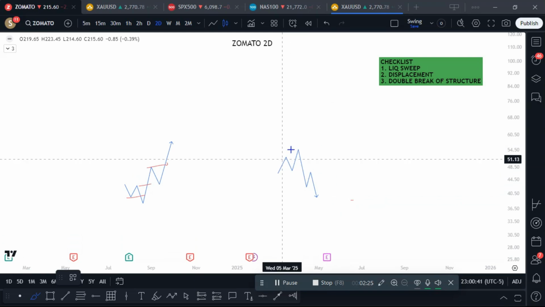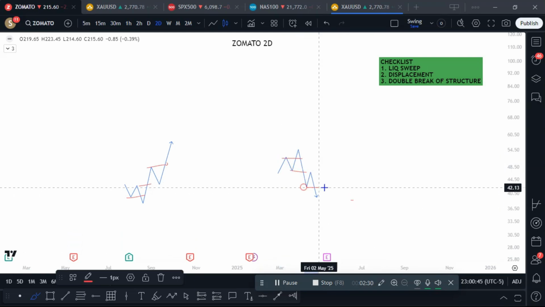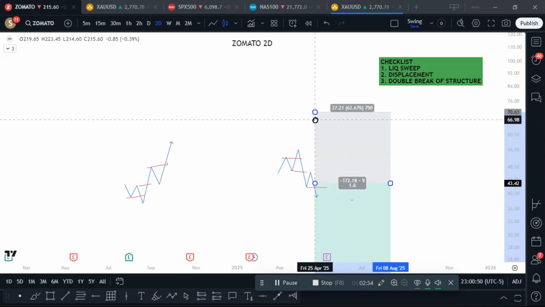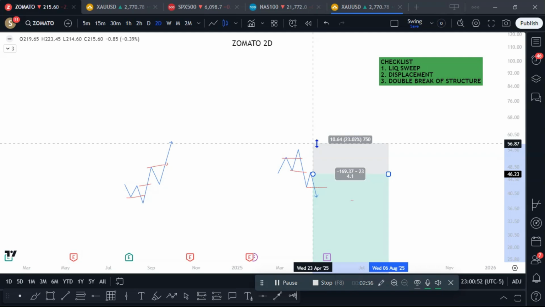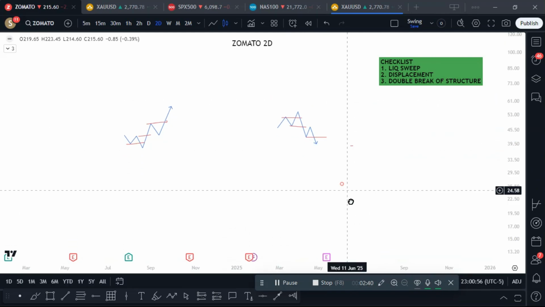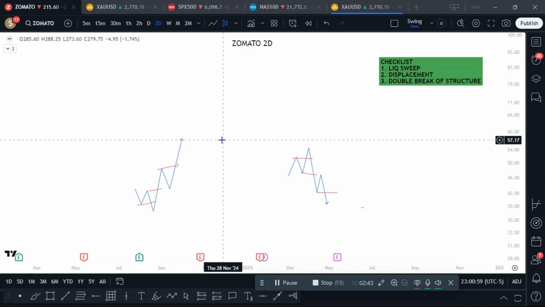Simplest. Again, a bearish example: price took buy side liquidity, made a displacement, made a double break. We will set our entry here, stop here, target 2R. Simple. So this is the strategy in theory. It's simple.